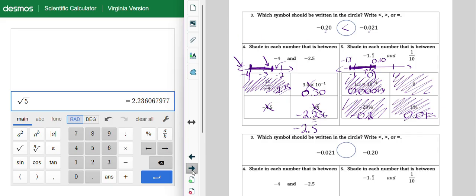All right, I hope this helps as you go back to that second warm-up on comparing and ordering.